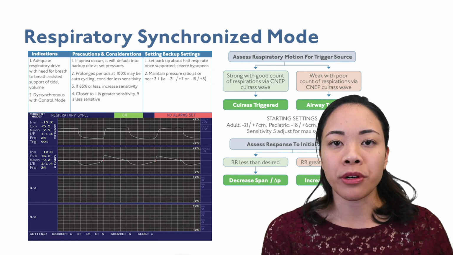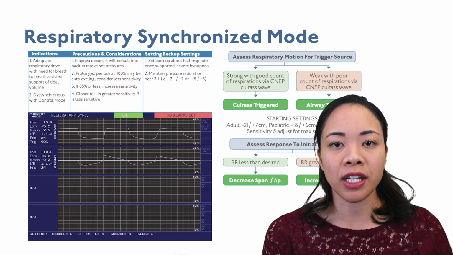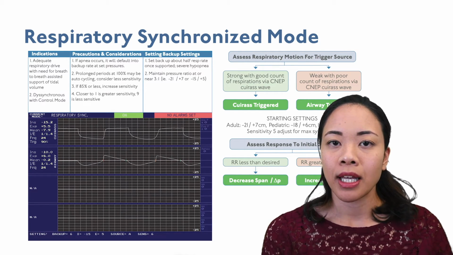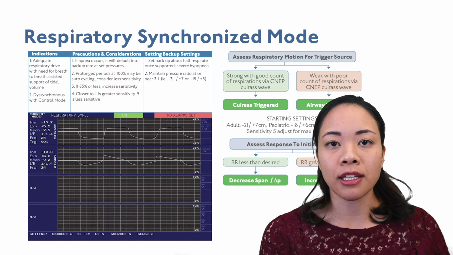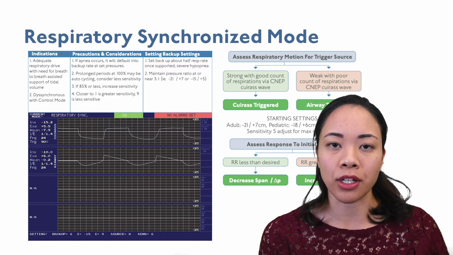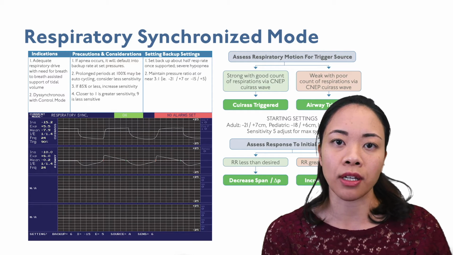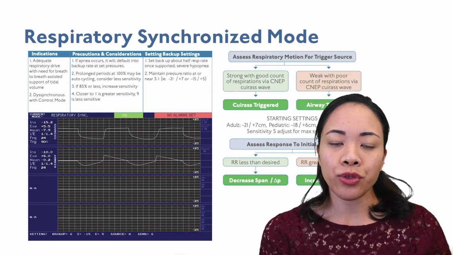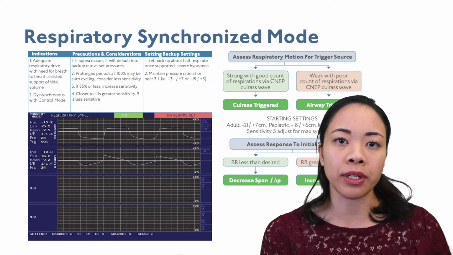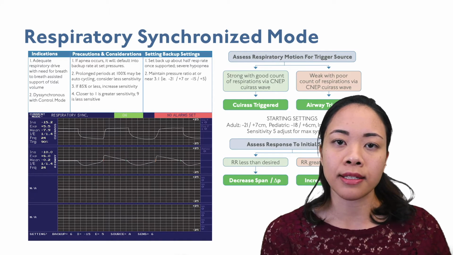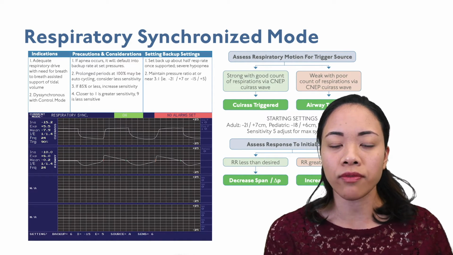Airway trigger is more sensitive. Starting sensitivity should be set at 5 and adjusted for maximum synchronization. Cuirass triggering, on the other hand, is better for extreme respiratory effort and should be started around a sensitivity of 3. Trigger percentage readings should read between 85 to 99%, and sensitivity should be adjusted to achieve this.